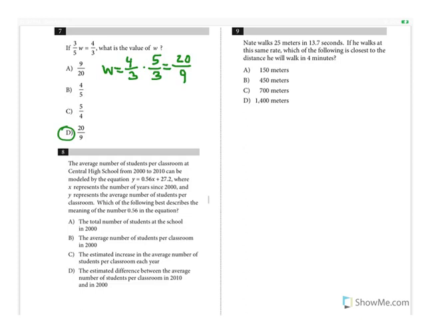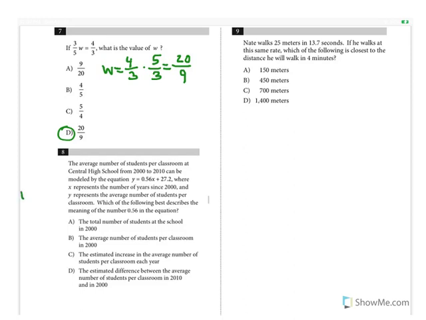The average number of students per classroom at Central High School from 2000 to 2010 can be modeled by the equation y equals 0.56x plus 27.2, where x represents the number of years since 2000 and y represents the average number of students per classroom. Which of the following best describes the meaning of the number 0.56 in the equation?